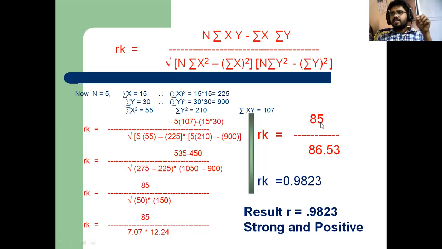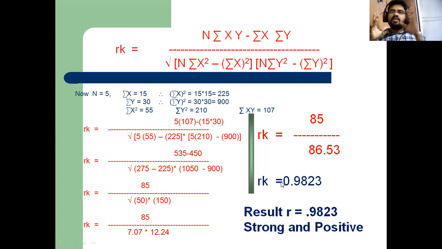Okay. So 85 by 86.53, then you will get RK is equal to 0.9823. So it means that there is a 98% correlation between the two variables, we can say that. Already I told you that the R value lies between -1 to +1. So R value cannot exceed +1 and -1. Okay. So here RK is equal to 0.9823, so it means 98.23% correlation between the two variables.